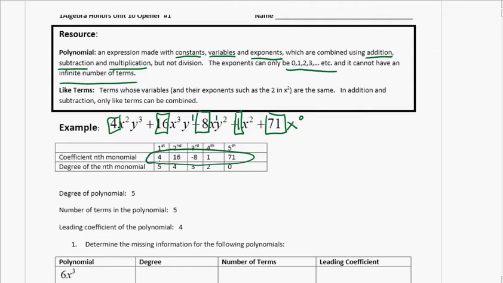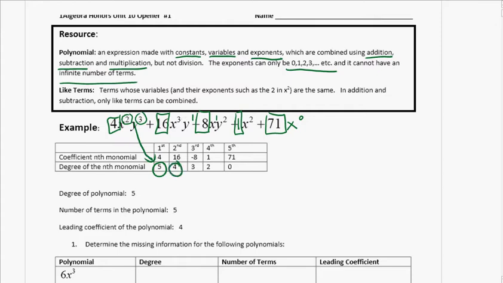And now the degree is the combination of the addition of the exponents of the variables. Now the degree often dictates what the function will look like graphically, and so that's why it's important to know the degree of the function. So you'll notice here 2 and 3, 2 plus 3 is 5. 3 plus 1 is 4.